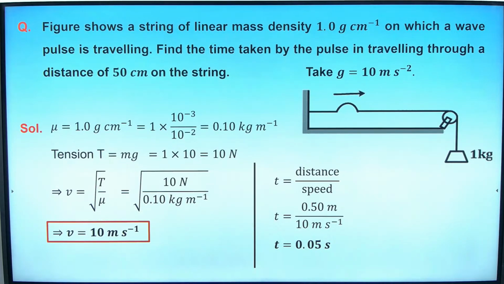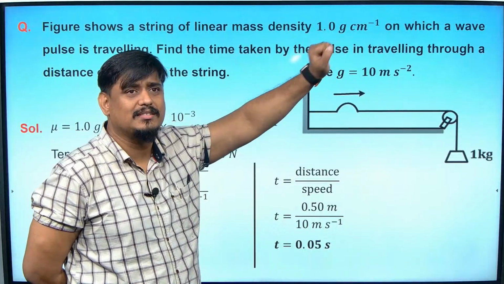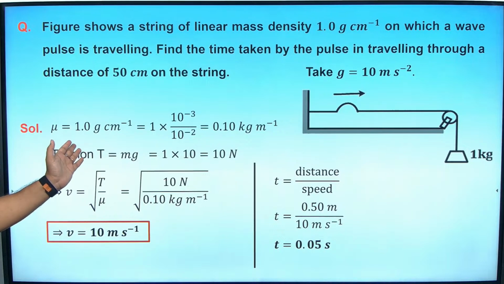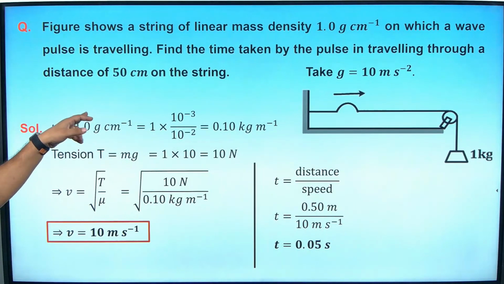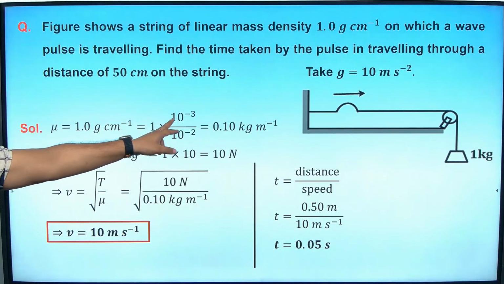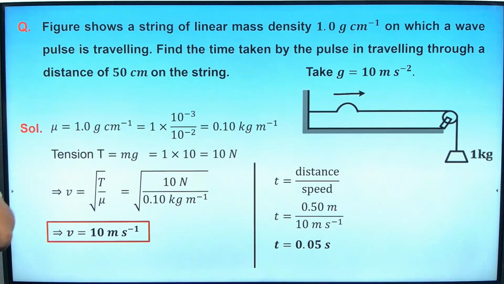Sir, one doubt, sir. Please. In mu, you are taking mass by length, sir? Yes. Mu is given as 1 gram per centimeter, right? This is mass by length only. So it is already given to me as 1 gram per centimeter. I am converting into kg per meter, SI units. 1 gram will become 10 to the power minus 3 kg, centimeter will become 10 to the power minus 2 meter. Put it and get the value, and I have got 0.1. Right, Sanjeet? Okay, sir. Any doubt anybody else is having?